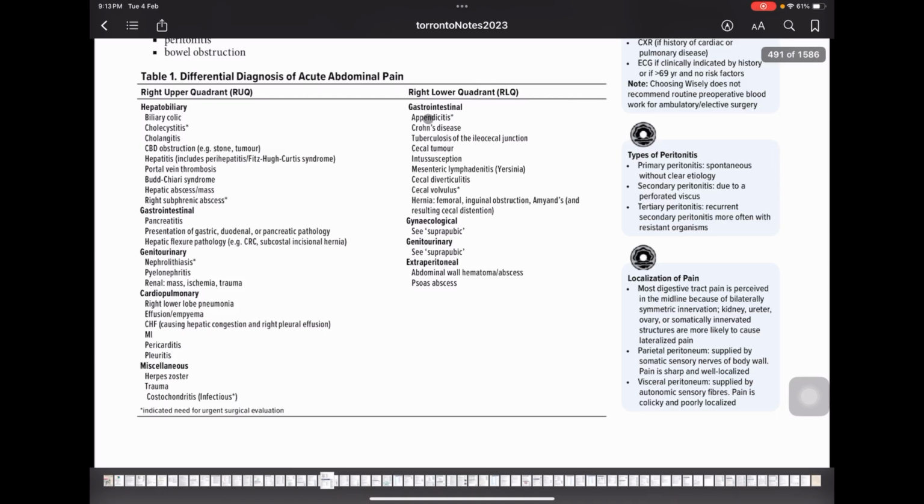Right lower quadrant pain has appendicitis, Crohn's disease, tuberculosis of the ileocecal junction, cecal tumor, intussusception, mesenteric lymphadenitis, cecal diverticulitis, cecal volvulus, hernia, femoral and inguinal obstruction, and ileus resulting from cecal distension. Gynecological, subphrenic, and genitourinary causes are also there, as are suprapubic, extraperitoneal abdominal wall hematoma, abscess, and psoas abscess.